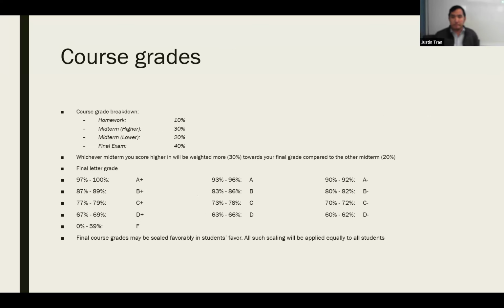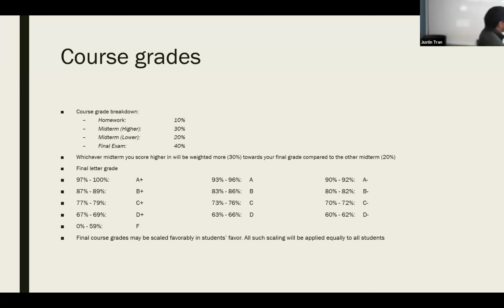Good. Okay, let's talk about grades. I think this is a fairly standard grading breakdown, but there is one little wrinkle in there. Homeworks are going to be worth 10%. Your 2 midterm exams together are going to be worth 50% of your grade, and your final exam will be worth 40%. Now for the 2 midterm grades, you can see that one of the midterm exams is going to be worth 30%, and the other midterm exam is worth 20%.